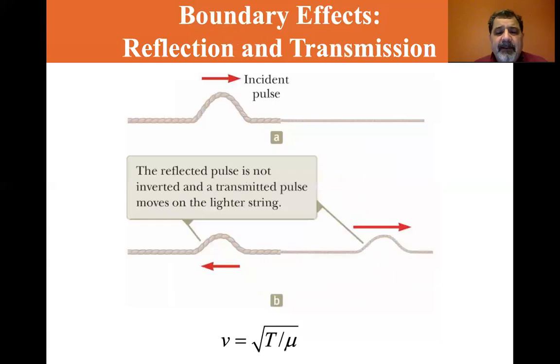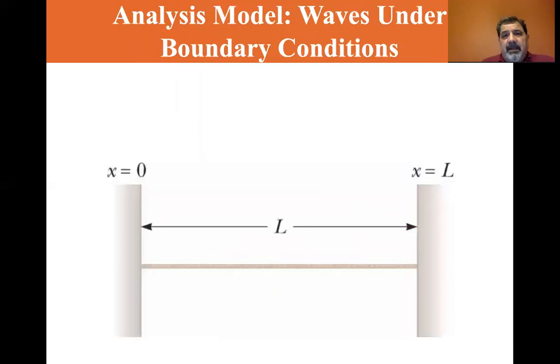The velocity of the pulse is the square root of the tension in the string divided by the linear mass density of the string. Okay, and I think that ends that section. We're going to do boundary conditions on the next one.